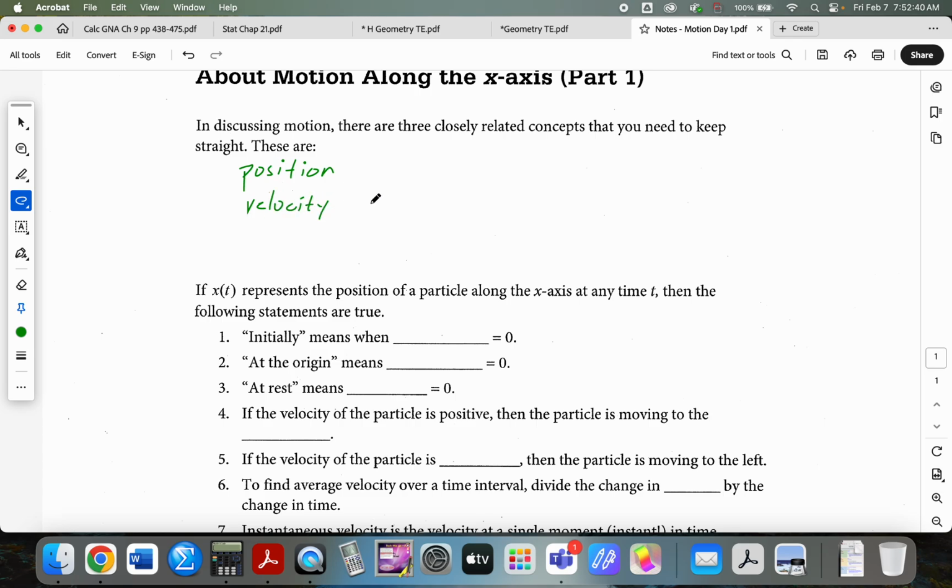velocity, which is the rate of change of position, and acceleration, which is the rate of change of velocity.